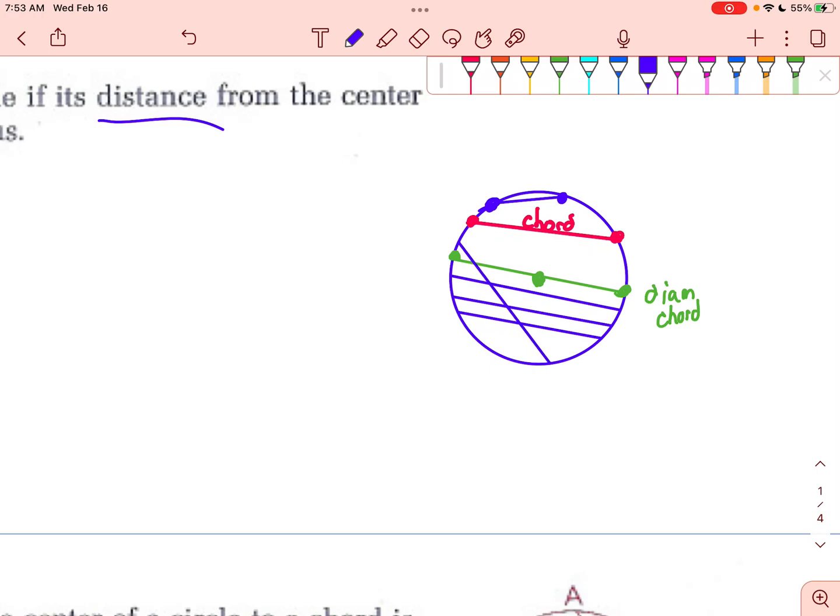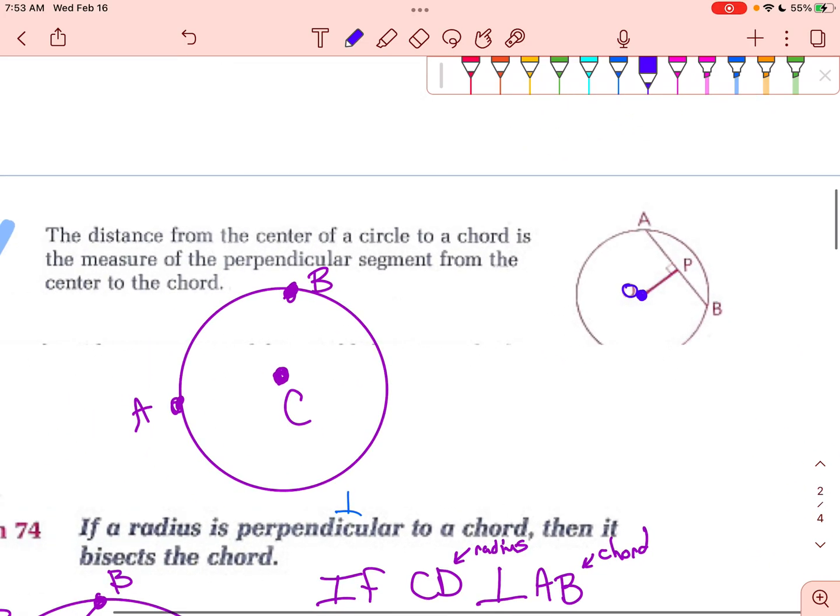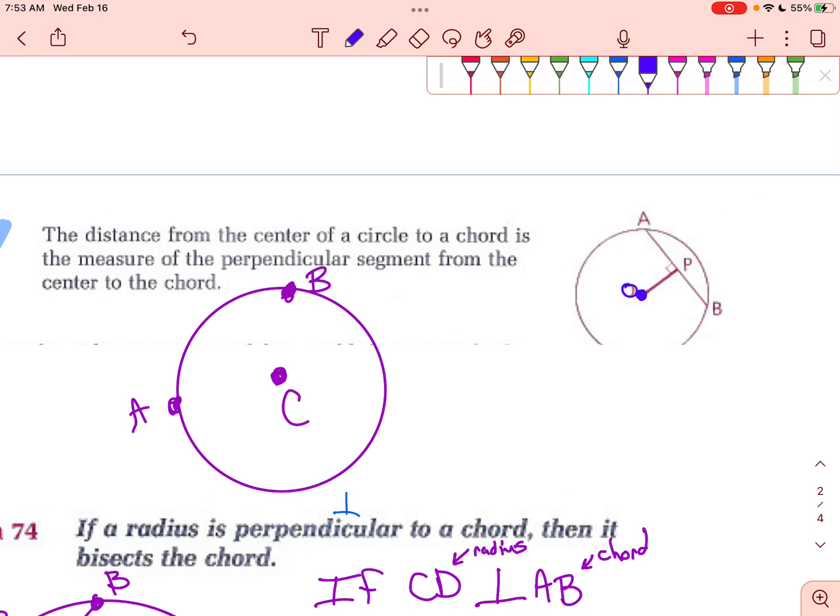So this is also a chord as long as the endpoints are on the circle, but the diameter is the longest chord. Okay, so going back to this, the distance from the center of the circle to a chord is the measure of the perpendicular segment. It's the measure of this right here, the perpendicular segment from the center, here's the center, to the chord.